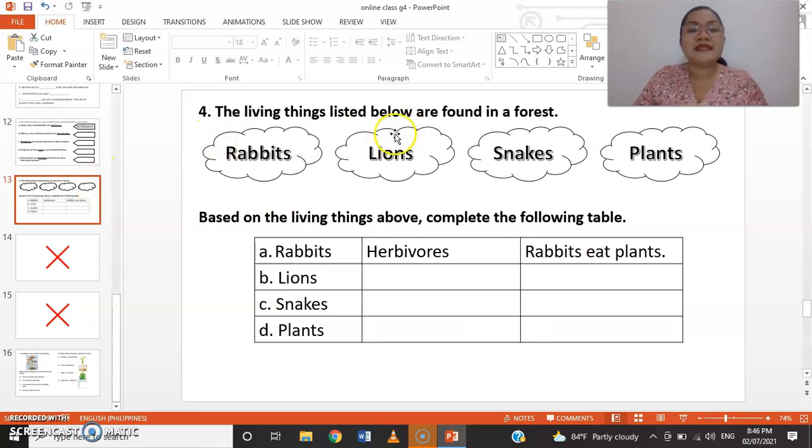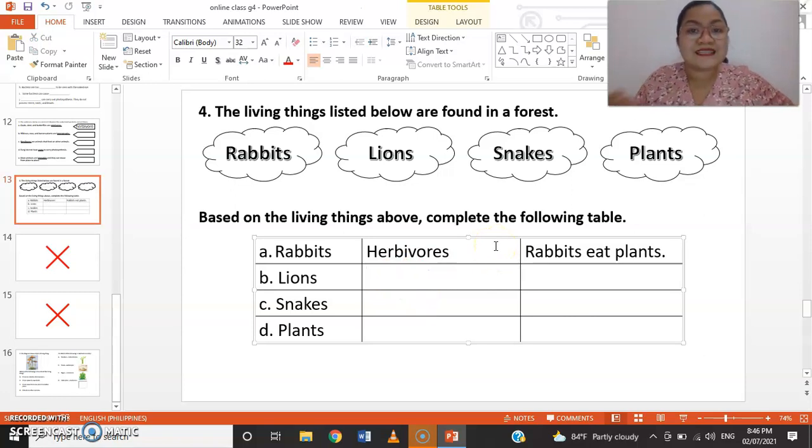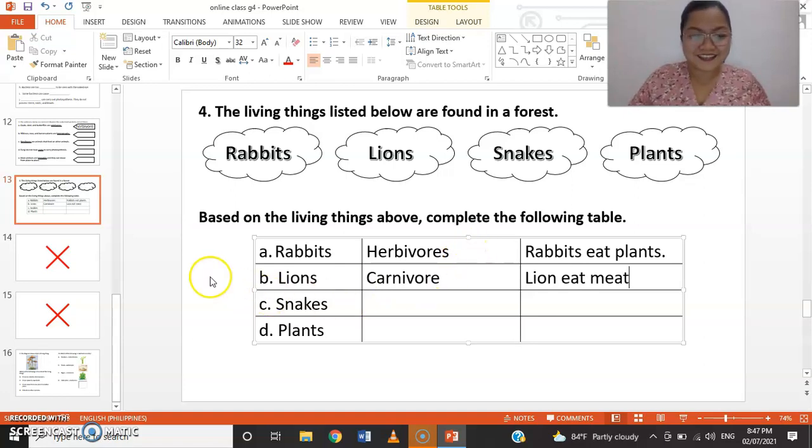Number 4. The living things listed below are found in a forest. Based on the living things above, complete the following table. So letter A, we have rabbit. What is a rabbit? Good job. You're going to write herbivore. What does a rabbit eat? They eat plants. Good job. For example, lion. What is a lion? Is he a carnivore, omnivore, or herbivore? Good job. He is a carnivore. So what does a lion eat? Lions eat meat. Very good. Okay, did you understand?